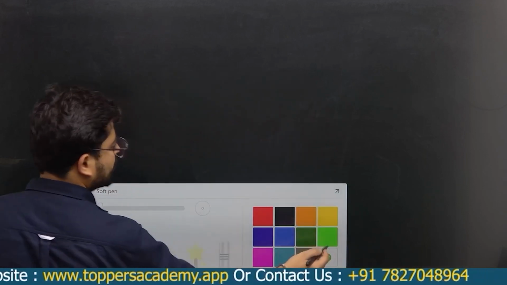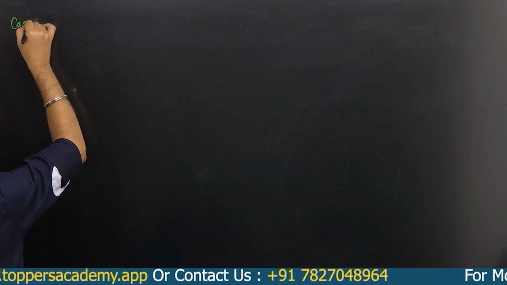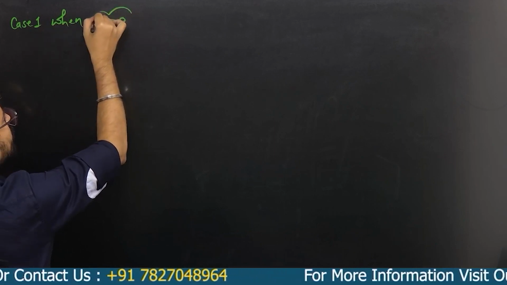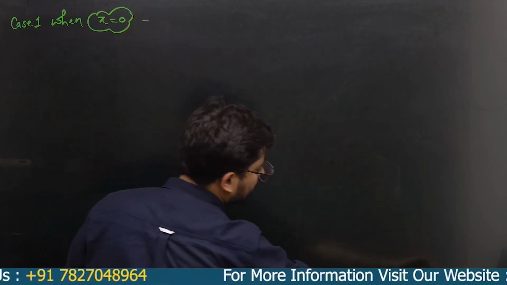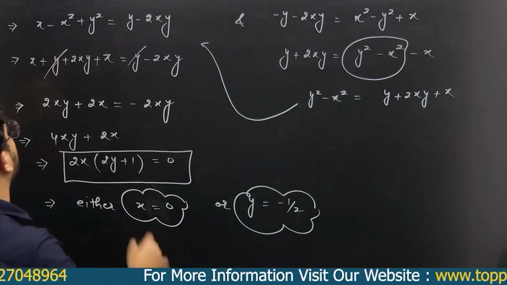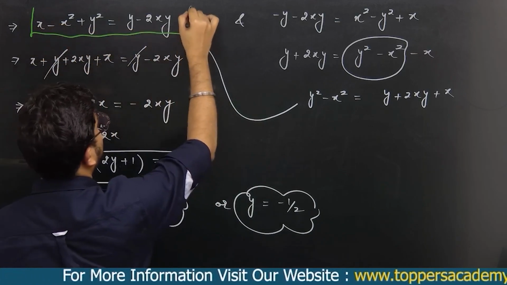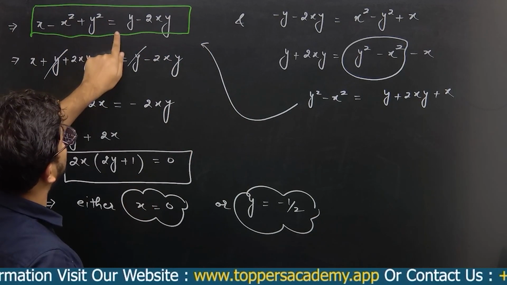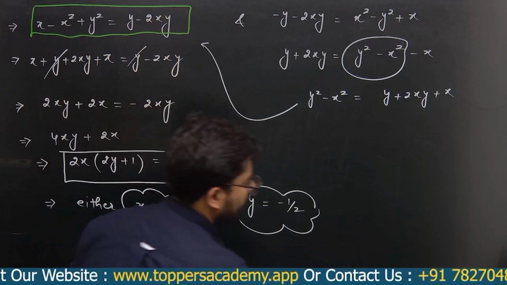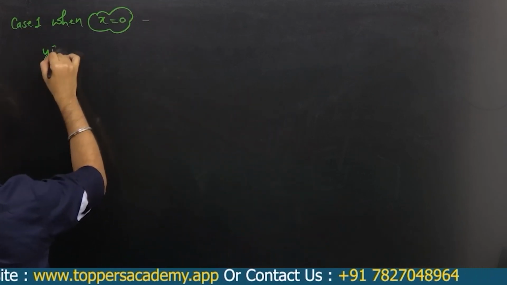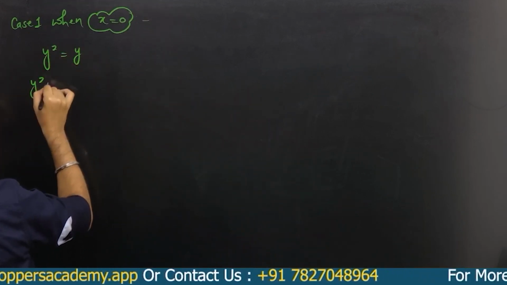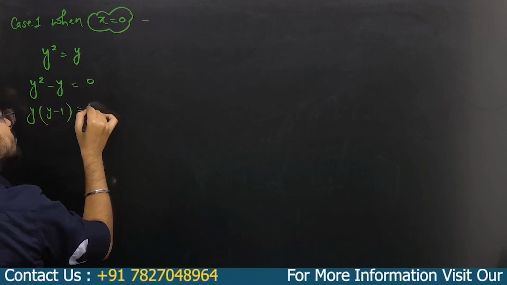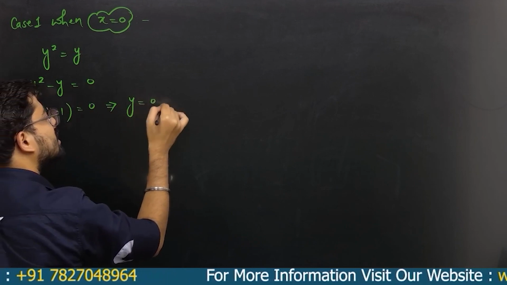Let's take case 1 when x is 0. Now when x is 0, you can put the value of x equal to 0 in any of the equations. Let's say put this in this equation. When you put in this equation, x is 0, so this is 0, y square is equal to y, and this is 0. So you have y square minus y is equal to 0, y into y minus 1 is equal to 0. So you have the value of y as 0 and 1.